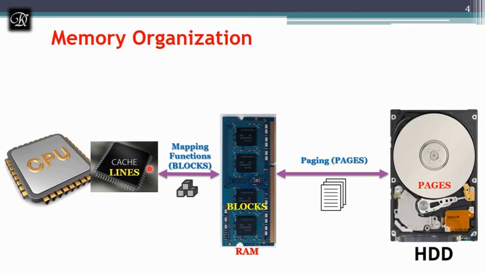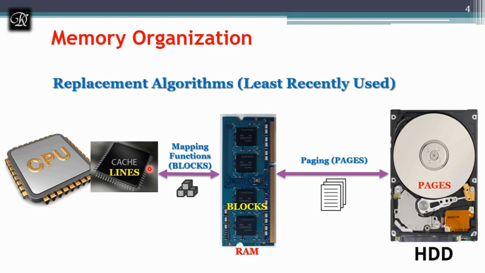That is done with the help of the replacement algorithm. The replacement algorithm is going to decide which block in the cache line should be replaced with a new request from the RAM. The same happens with the hard disk to RAM also. Which block in the RAM should be replaced with the respective pages from the hard disk is also decided by the replacement algorithm. The replacement algorithm decides which has to be replaced, and the mapping function is going to replace them.